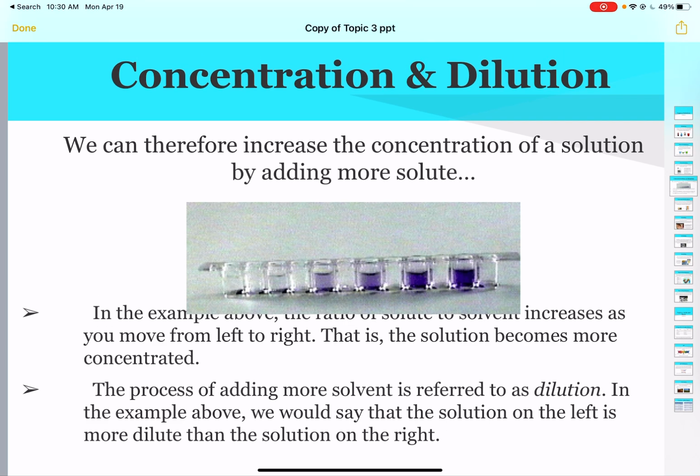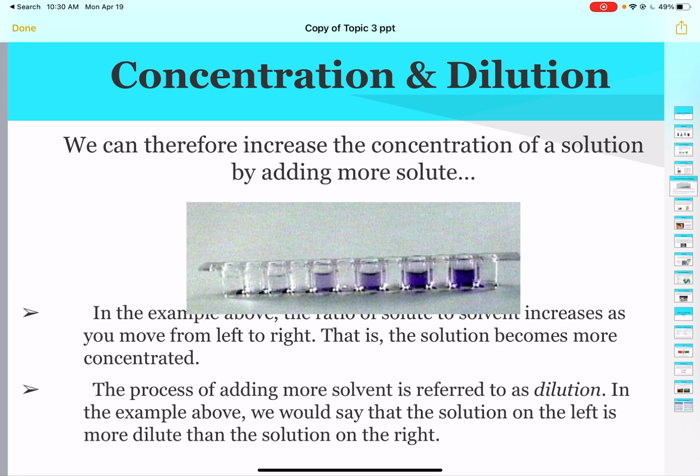Concentration and dilution. It says we can increase the concentration of a solution by adding more solute. They give you an example here, and if we were in class, we would do a lab about this, but basically as you increase the solute, that's going to make it more concentrated. If we think about a glass of water with sugar, if we keep adding spoons and spoons of sugar, that's going to make it more concentrated and more sweet, right? So our solute is the sugar and our solvent is the water.